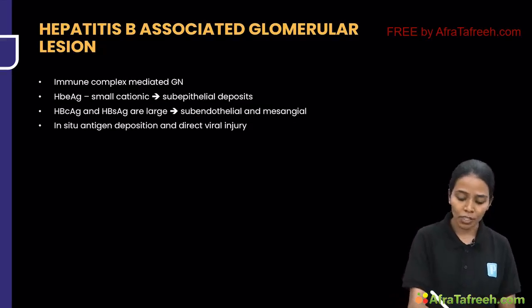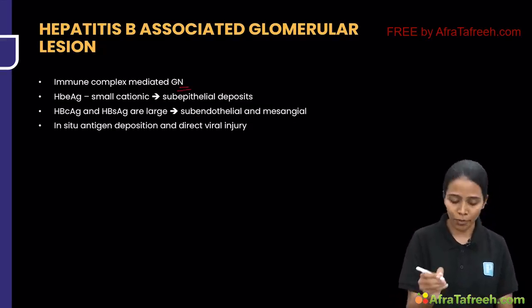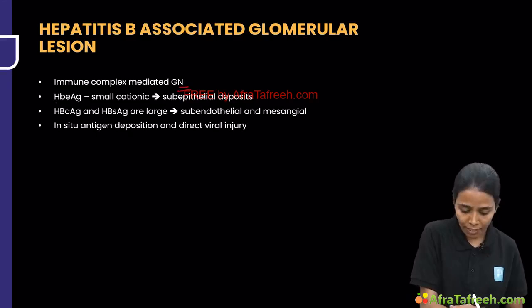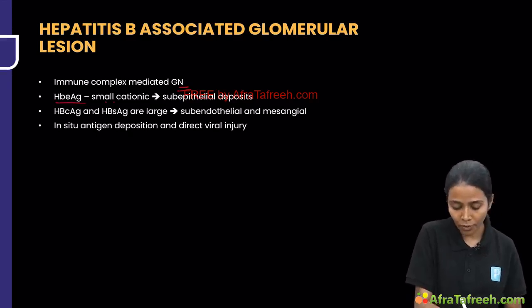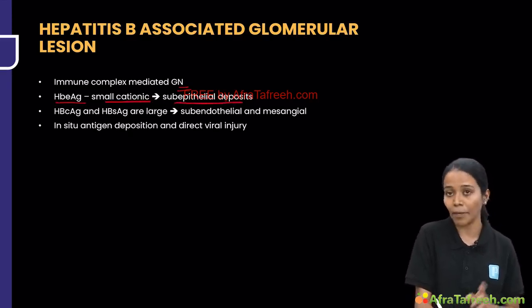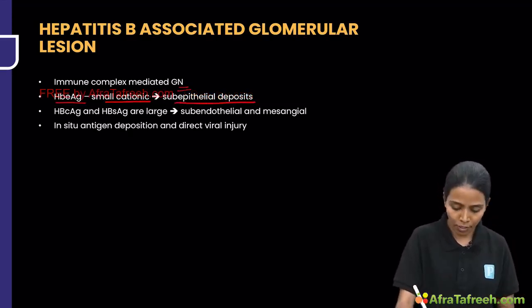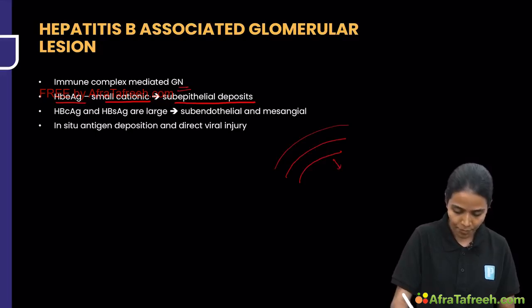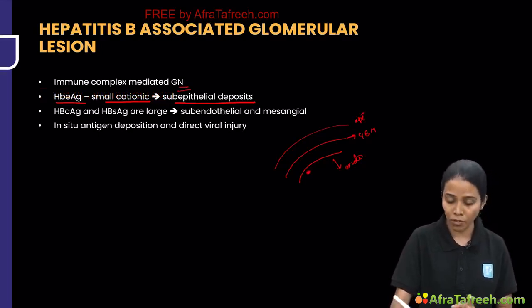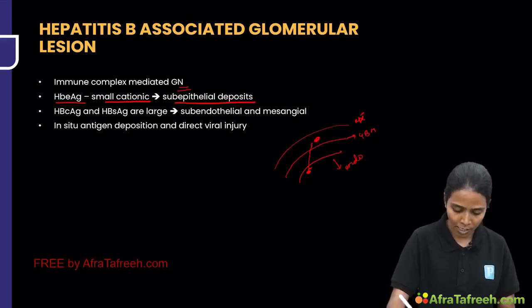It is an immune complex mediated glomerulonephritis. HBeAg is present, which is a small cationic antigen which goes and forms subepithelial deposits, like what I described in PSGN. If this is the endothelium, this is the GBM, and this is the epithelium, the small cationic antigen, because they are attracted by the negative charge, goes and sits in the subepithelium. So this is HBeAg.